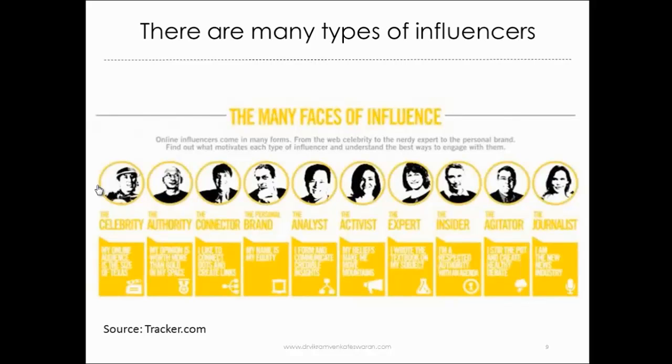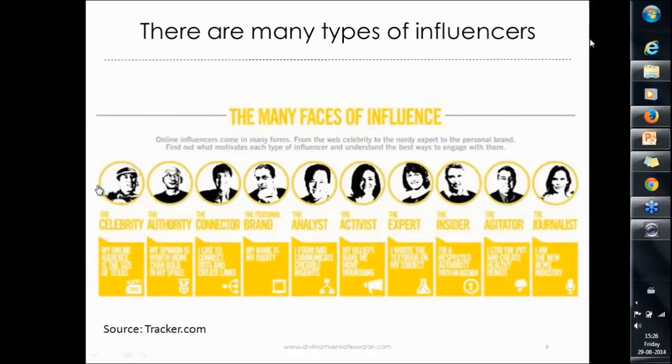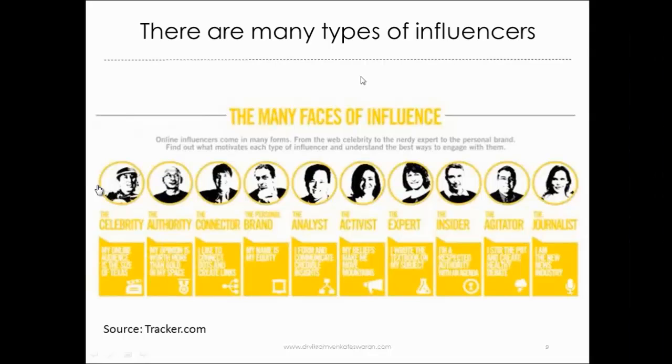So let's look at how many faces of influence there are. Some of these people may be familiar to you, and those who are not, we can probably discuss later offline. You have the celebrities, you have the authority, you have the connector, you have the brand, you have the analyst, the activist, the expert, the insider, and so on. So the agitator and the journalist. So you have all sorts of influencers. And again, I'm not saying they have to be really, really famous. What I'm trying to say is there are different types.